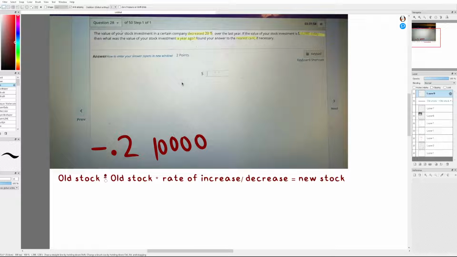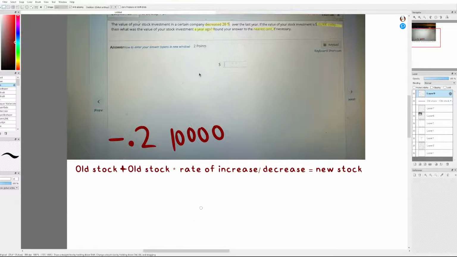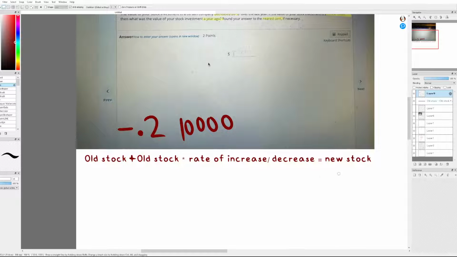And this needs to be plus, so you can account for the rate being positive or negative later. It is a little mistake I made. And then equals our new stock value, which makes sense. Like 20% of our old stock is minus from our old stock and gave us our new stock. Now it's just basically a game of plug in and solve.